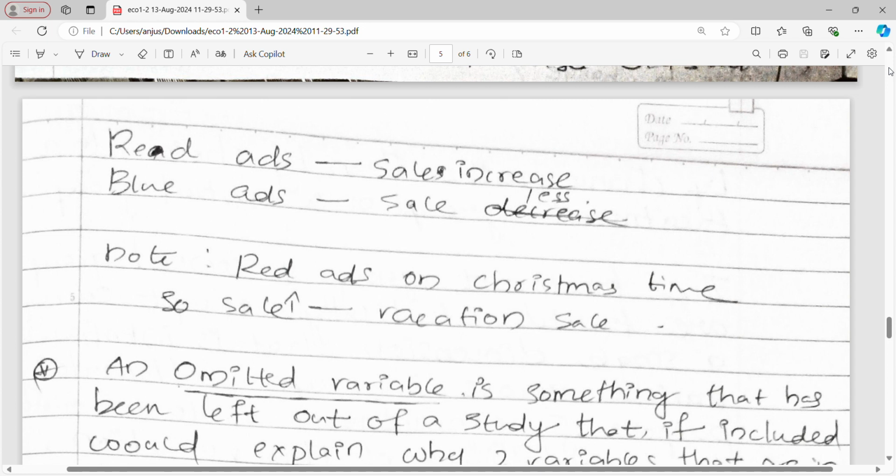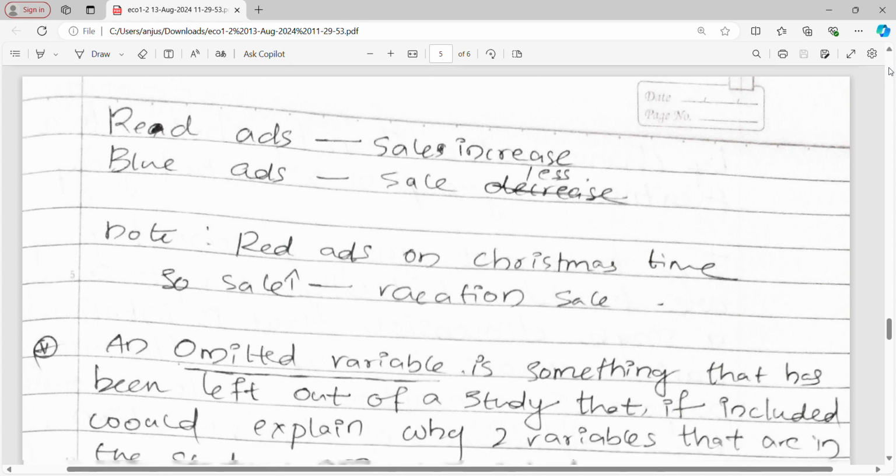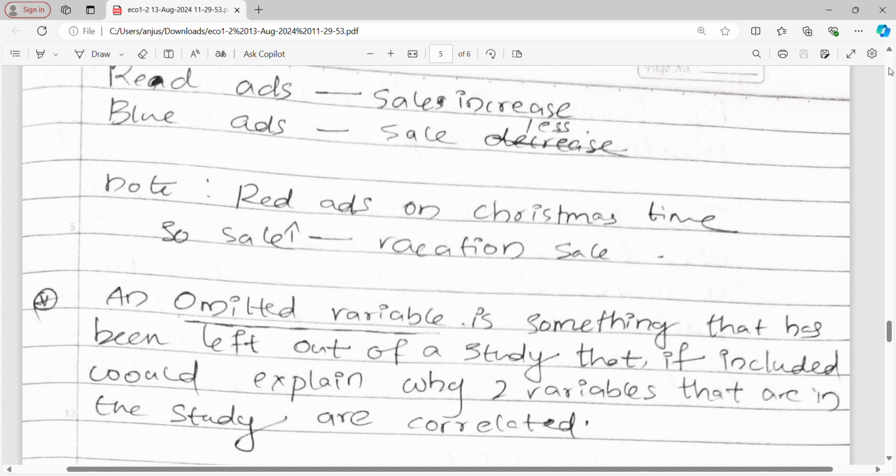So here at first it was only between the red ads and blue ads. The information of Christmas time was not known there. So we thought the sales were increased because of the red theme. We were not aware of the Christmas time, and that is the omitted variable. Christmas vacation time is the omitted variable where the sale increases. An omitted variable is something that has been left out of a study that, if included, would explain why two variables that are in the study are correlated.